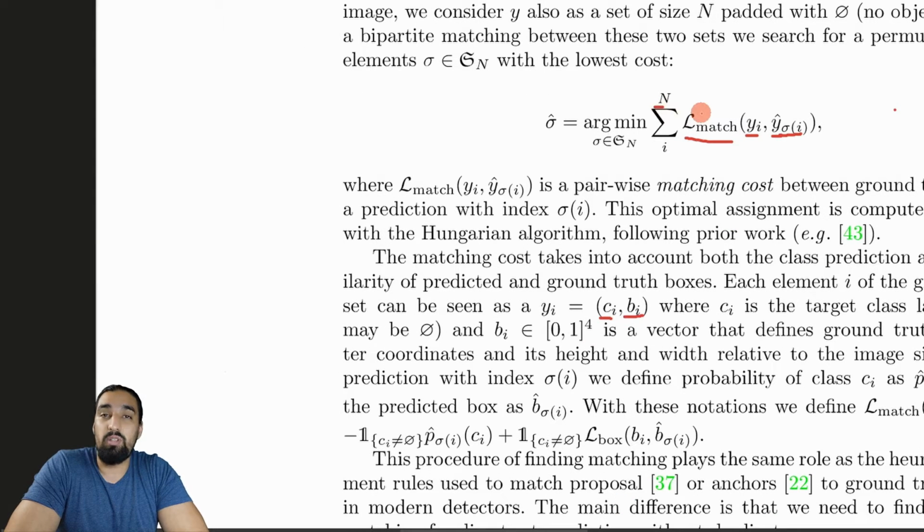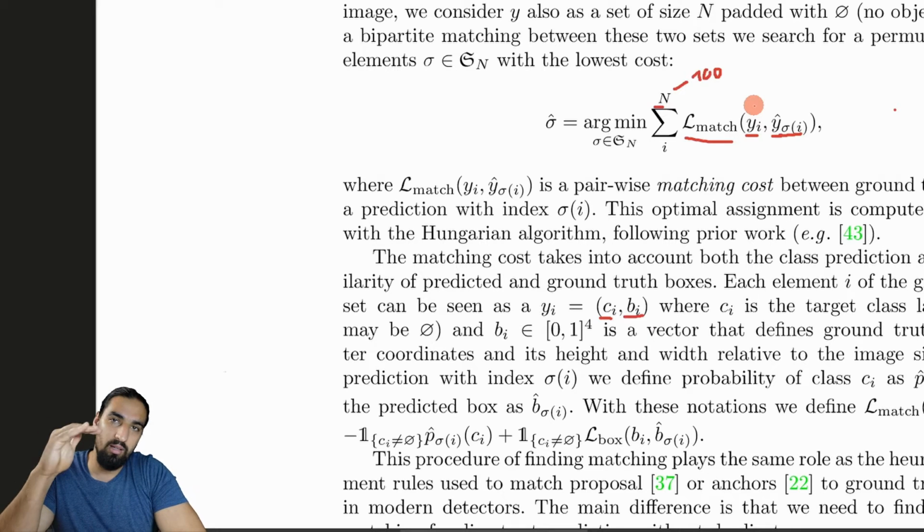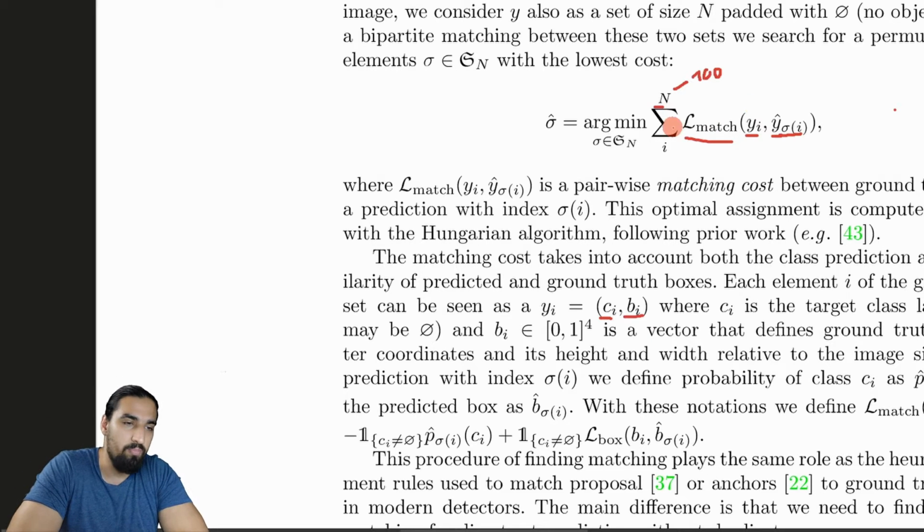So N just stands for the number of proposals. As I said, they are using 100 of these, and that's hard-coded. So basically none of the images in the dataset will ever have more than 100 objects. So they just took an upper threshold and set it to 100. So we sum up all of the match losses over all of the proposals, and we find the permutation that minimizes this matching loss, and that will be the permutation that we end up using, okay?